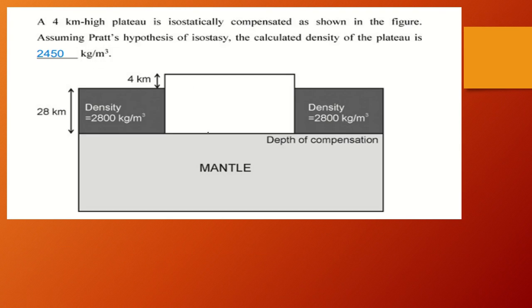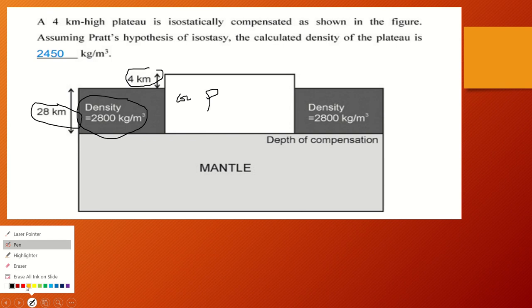Okay, so it is about the theory of isostasy. There are two theories, Airy's hypothesis and Pratt's hypothesis. This is asking about Pratt's hypothesis. So what is given? The density here is 2800 kilogram per cubic meter, and the height is 28 kilometer. And this crustal block, you have to find out the density of this, while the extra height is 4 kilometer. So how can you calculate?